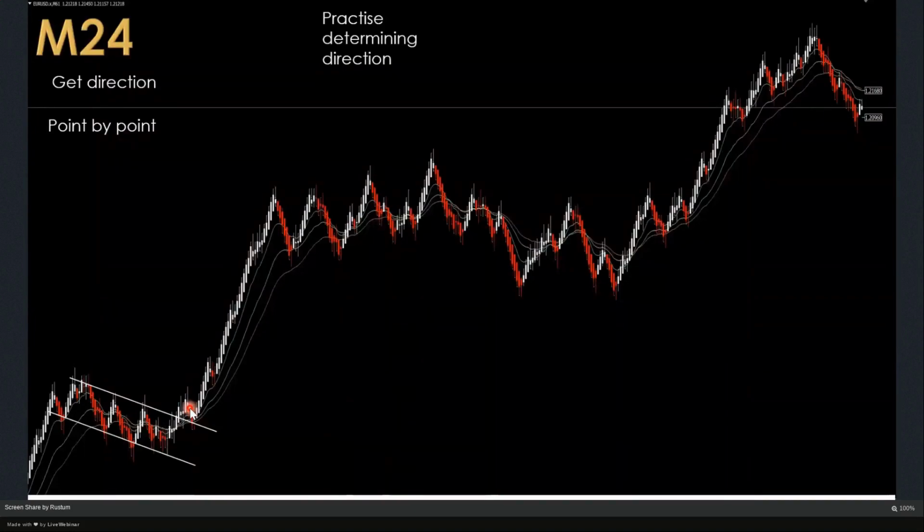Let's say we are here now and we see red candles. Let's say we are here and we're seeing red candles. Which direction are we trading? Here, right where my cursor is. Which direction are we trading now? There are red candles and we are above all the EMAs.